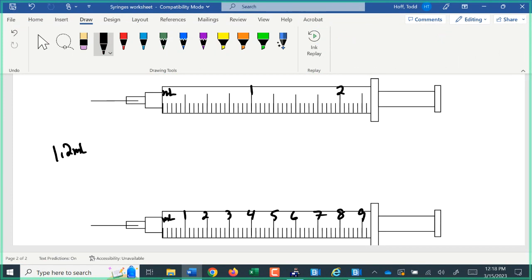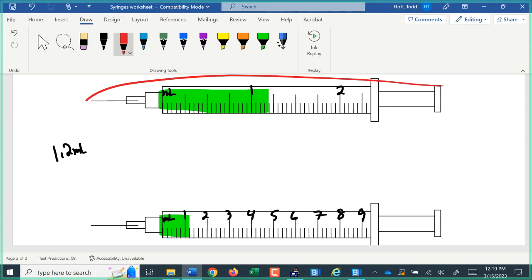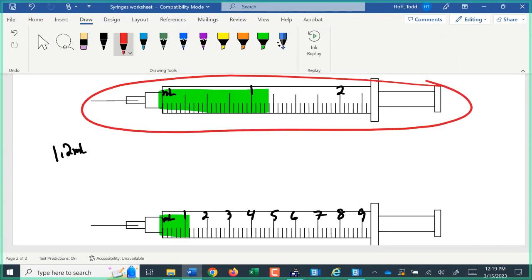Well, you might say, well, it doesn't matter because this one here, I can fill it to 1.2 like that. Or this one here, 1.2. I read the markings, it goes to there. And yes, in a perfect world, either one would work just fine. But in practice, you prefer to use this one. Why? Well, it's because of the structure of the syringe itself.